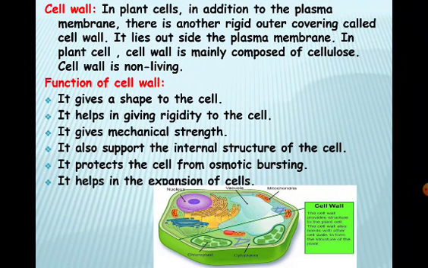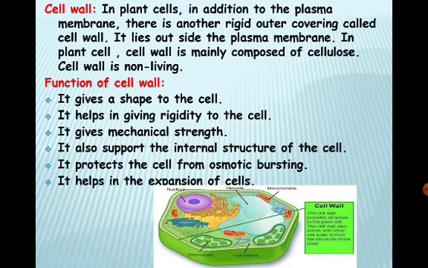What is the function of the cell wall? First, it provides shape to the cell. Okay, it helps in giving rigidity to the cell. It also provides mechanical strength to the cell. Okay, it also supports the internal structure of a cell. It protects the cell from osmotic bursting. As we have said, if we put a cell in a hypotonic solution, what will happen? It will swell up, and ultimately if the cell wall is not available, it will burst. Just because the cell wall is available, it will not burst, only swell. Okay, it also helps in the expansion of the cell.